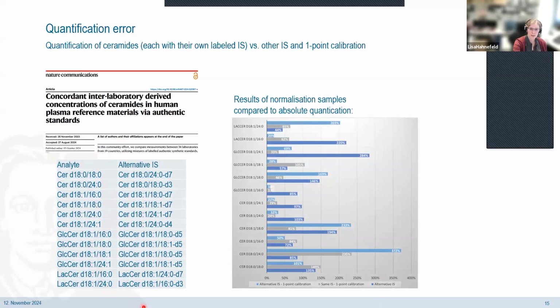But then I tried to compare the results using a different internal standard, just like the next matching one, and also try to calculate the concentration if I would just use a 1-point calibration, either with the matching or with the alternative internal standard. And as you can see, the absolute quantification results compared to what would be the best quantification are all over the place. I mean, this looks horrible. So for absolute quantification, not good.